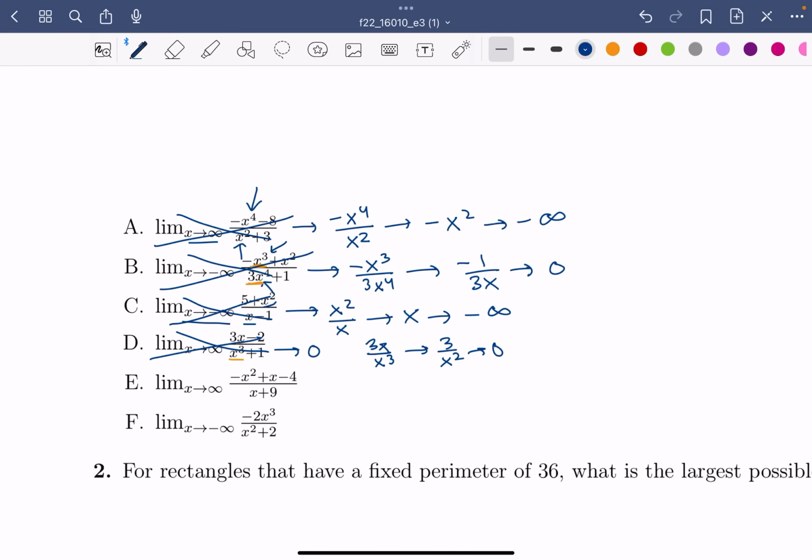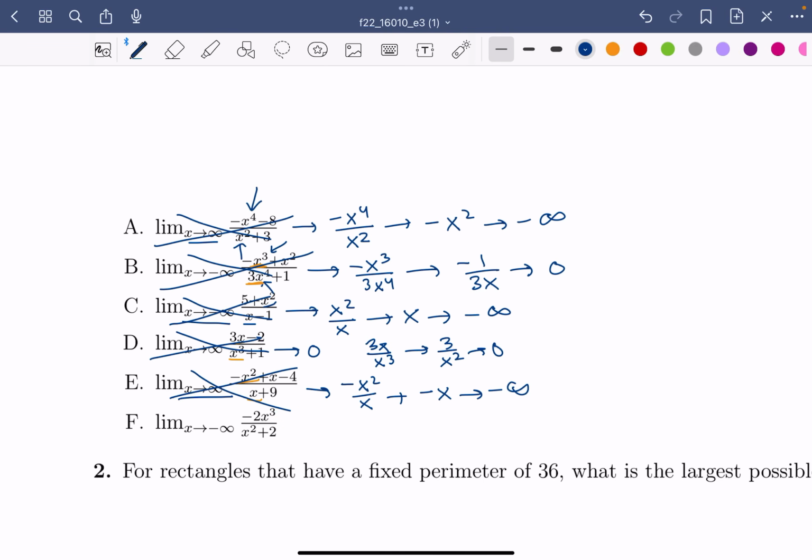E, the limit as x approaches infinity of negative x squared plus x minus 4 over x plus 9. The power in the numerator is the highest with x squared, and the highest power in the denominator is x to the first. So that means over time, our limit will start to look like negative x squared over x, and even further along in time, it will look like negative x. And as negative x goes to infinity, this goes to negative infinity. So E is not our answer.